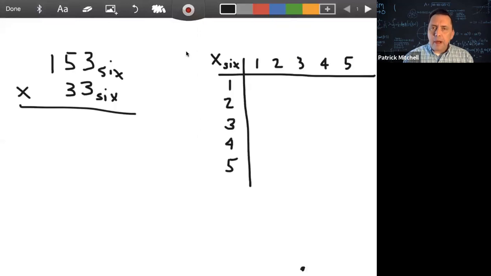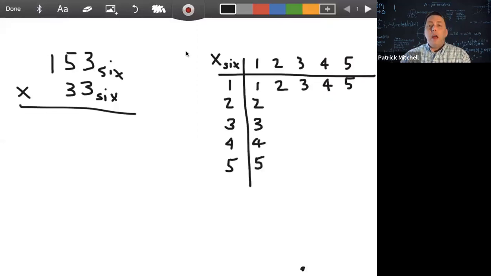So as I fill in my multiplication table, first of all, 1 times anything is just itself. So that's easy. We can fill that in. And then remember, since multiplication is commutative, no matter what base you're in, this table is going to be symmetric. So whenever we fill in a row, we've also got a column.